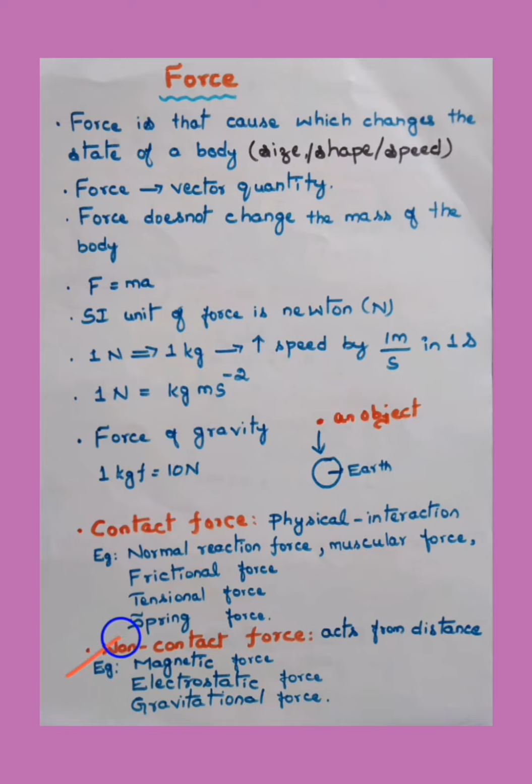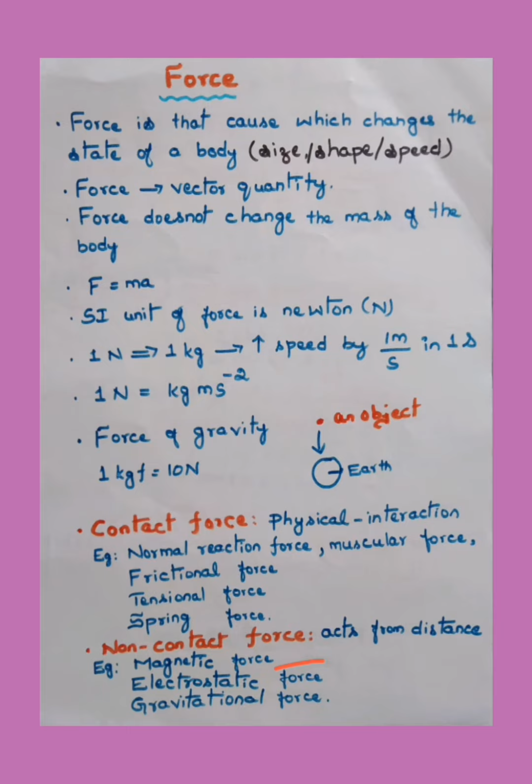Moving to non-contact force, this force is defined as the force which acts from a distance. Okay. You can easily understand by looking at these examples. Magnetic force is a non-contact force, and so are electrostatic force and gravitational force. In the previous video, while I was explaining magnetism, there was a small concept about magnetic substances, and because of an editing mistake, it went missing. So I am explaining it here.